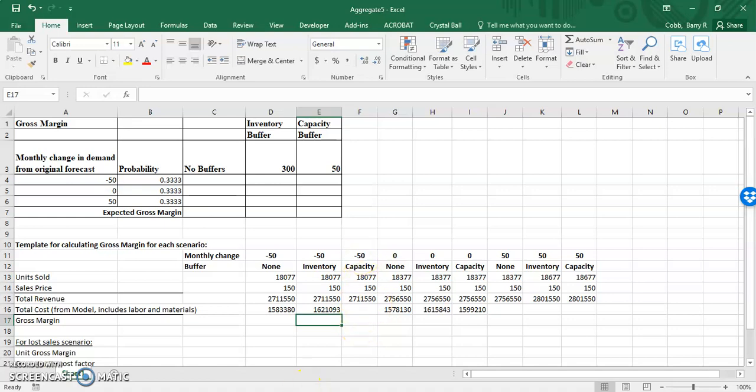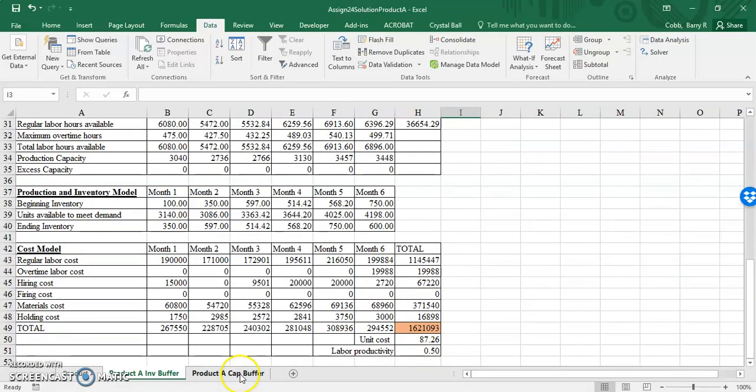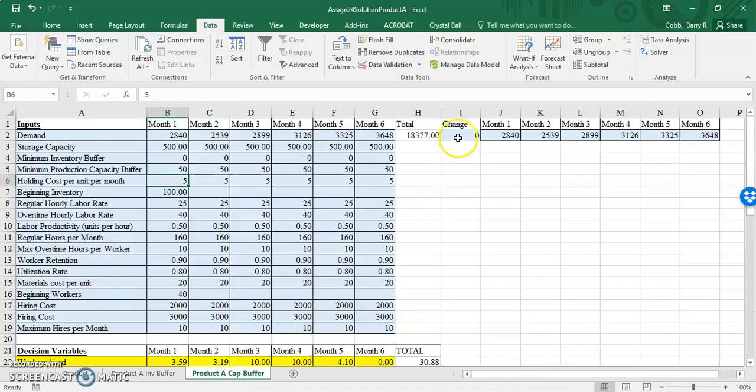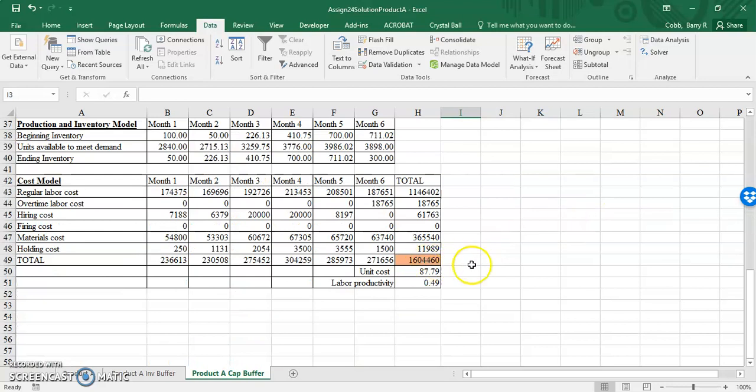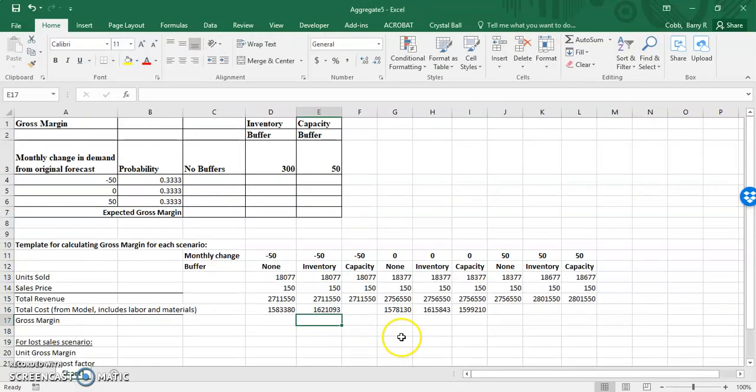And then we do the same for the capacity buffer model. Change this by -50. And we observe that our total cost is $1,604,460. So we've handled the cases where we have a monthly change of -50 units.